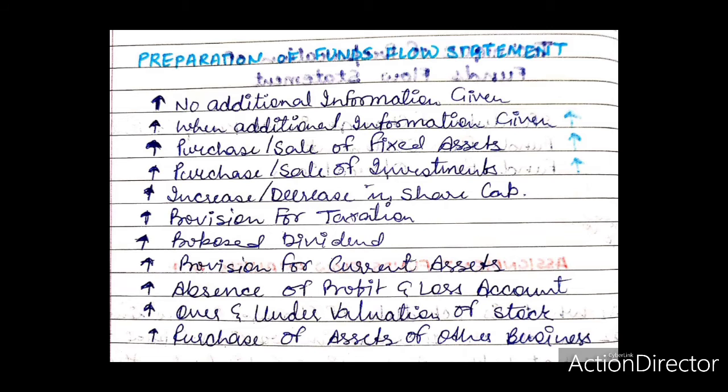First step. First of all, prepare a schedule of working capital changes from the current assets and current liabilities shown in the respective balance sheets. This will result in either an increase or decrease in net working capital. Second step. For all other non-current assets and non-current liabilities, open respective accounts taking their opening and closing balances. Third step. Journalize the adjustments one by one using double entry system and post them in respective ledger accounts.